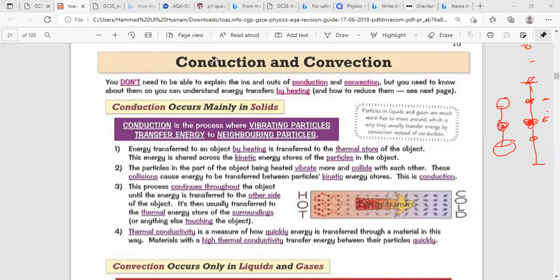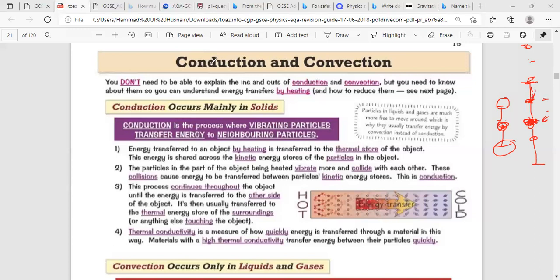Energy transferred to an object by heating is transferred to the thermal store of the object. This energy is shared across the kinetic energy stores of the particles in the object. As I have told you, the thermal energy is given to this particle and converted to its kinetic energy store, and it starts vibrating more. So the particles in the part of the object being heated vibrate more and collide more with each other or with other atoms. These collisions cause kinetic energy to be transferred between the particles.